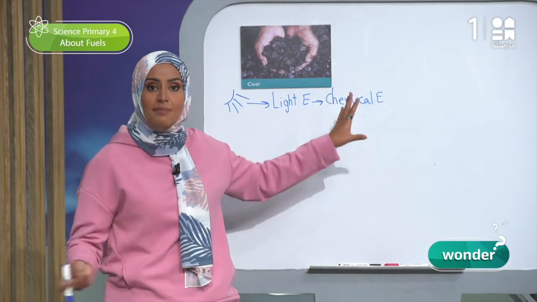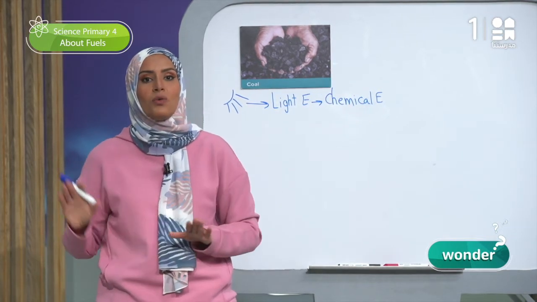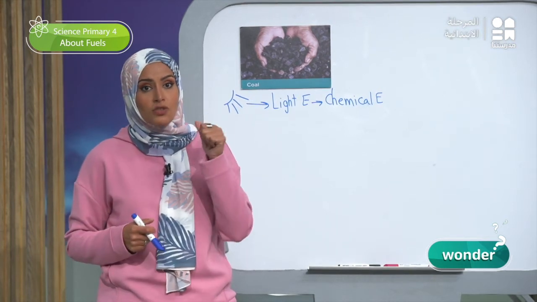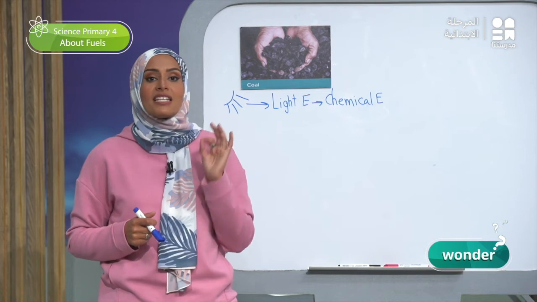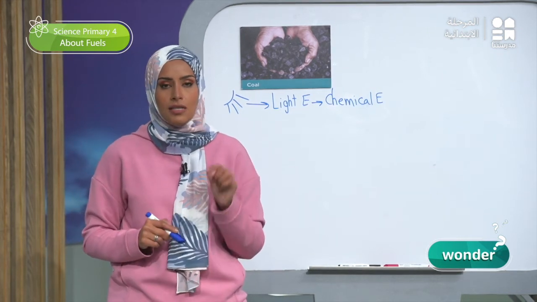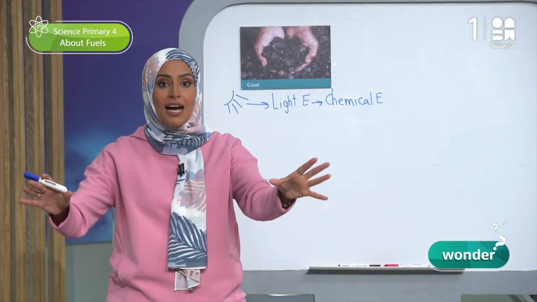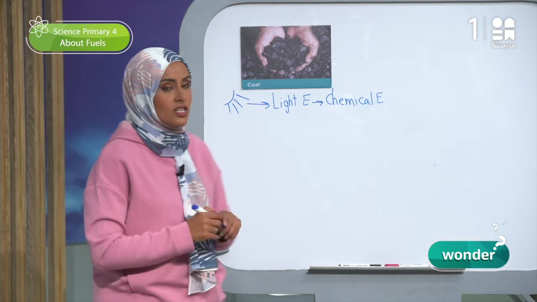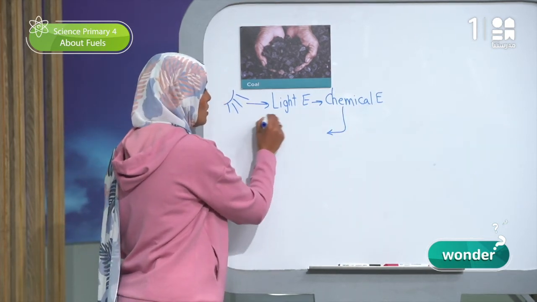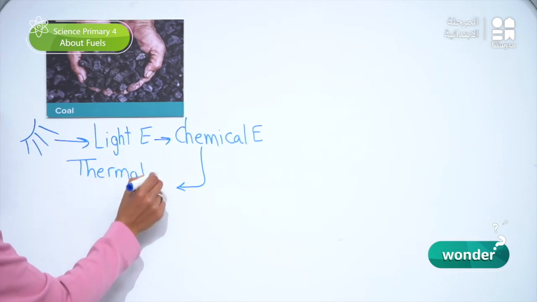Chemical energy that was formed in the plant will stay stored in it until coal is formed. Why chemical energy? Go back to how coal is made. It's made of plants, and the stored energy in plants is chemical energy. When we burn coal, it produces thermal energy. So, the chemical energy will be changed into thermal energy.